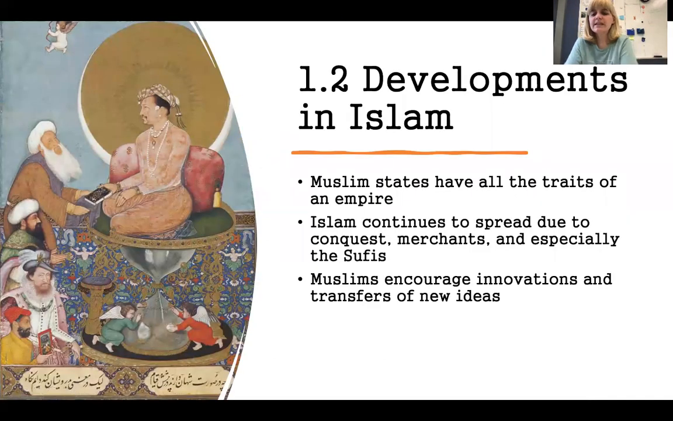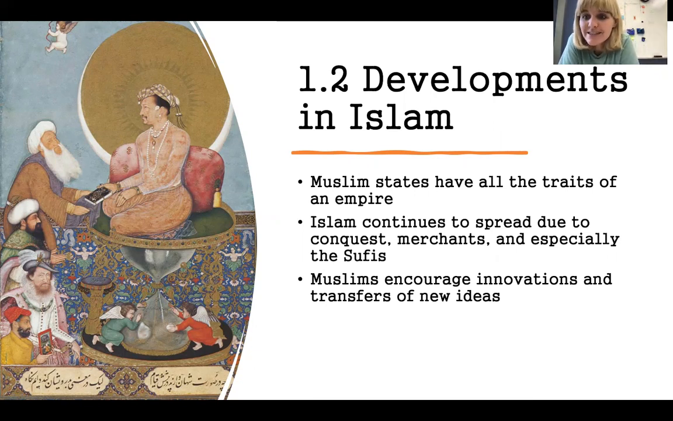So these Muslim states have all the traits of an empire. As I said, guys, instead of having an emperor, they have a caliph. They practice religion. They're inclusive. They're tolerant. They're patriarchal. All right. Islam itself will rapidly spread throughout period 1. Okay. And it will spread basically through conquest.